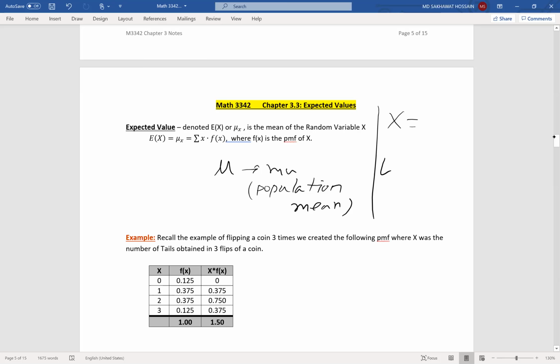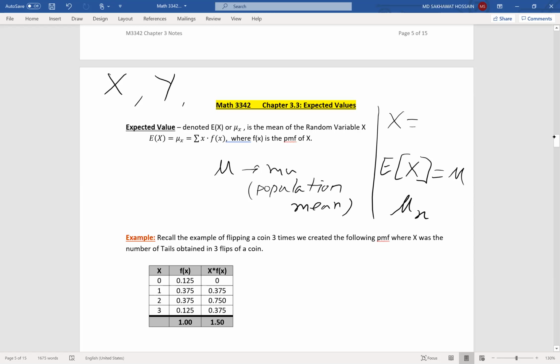So if x is a random variable, the expected value of x is actually mu, which is the population mean. But here we used mu sub x. Here we have subscript x. So why do we have subscript x? Sometimes you can have two different random variables in one example. For example, x is the height of the students and y is the weight of the students. So the mean height and mean weight will be different, right? Because they are different random variables.